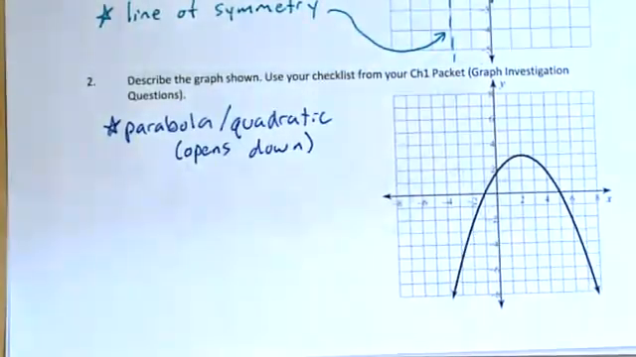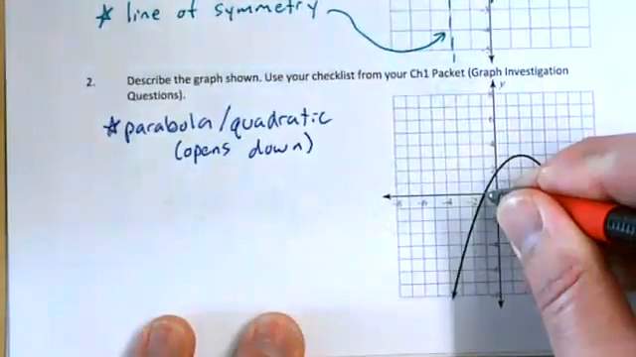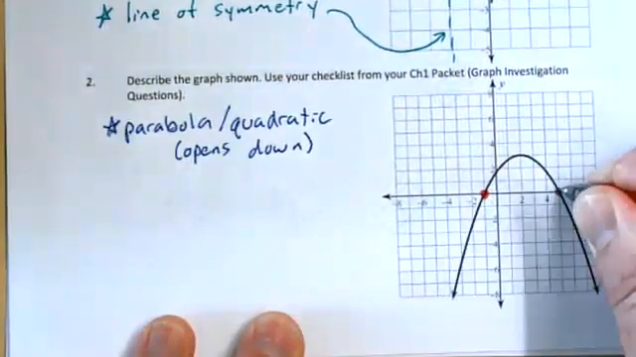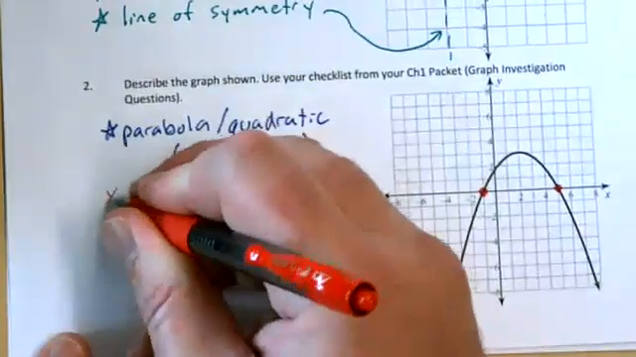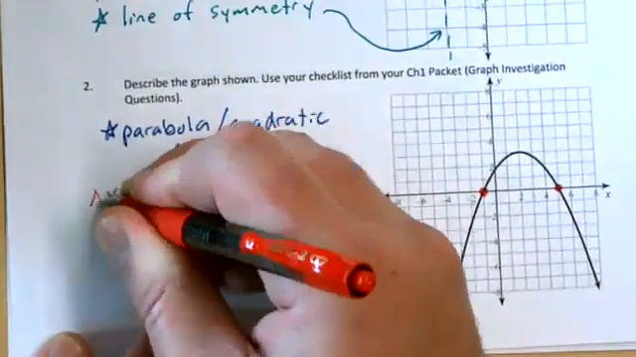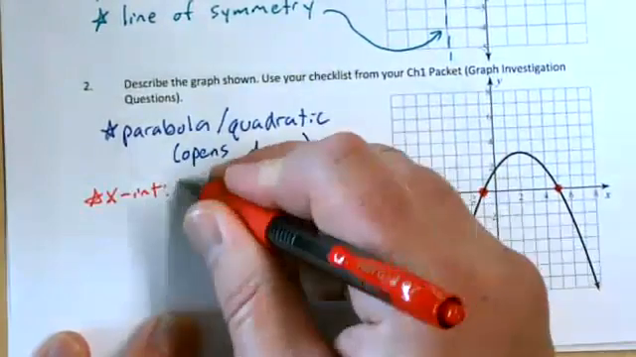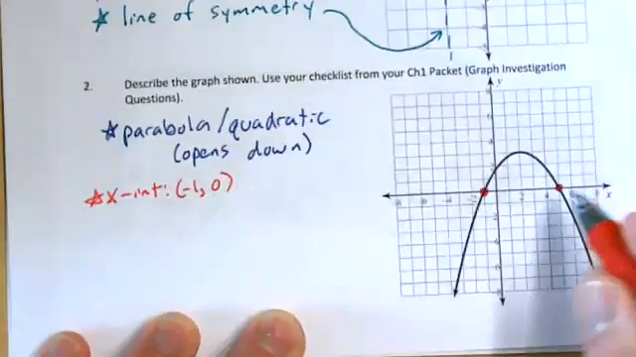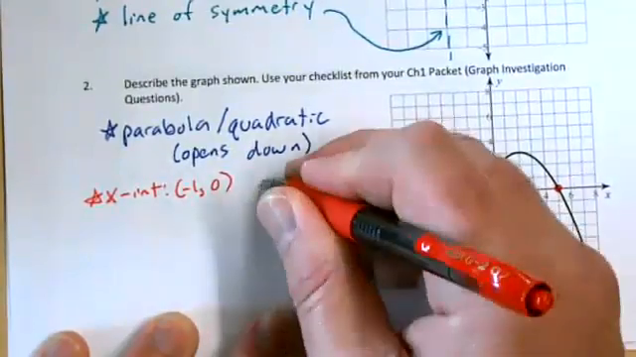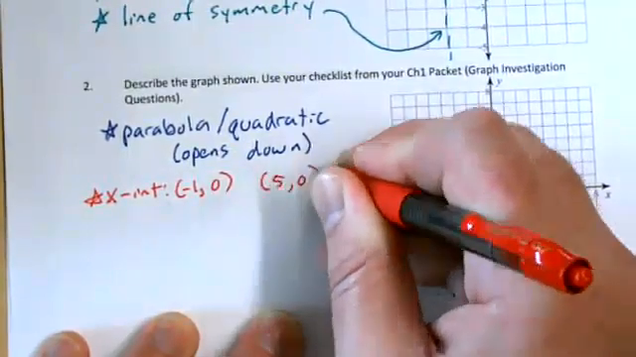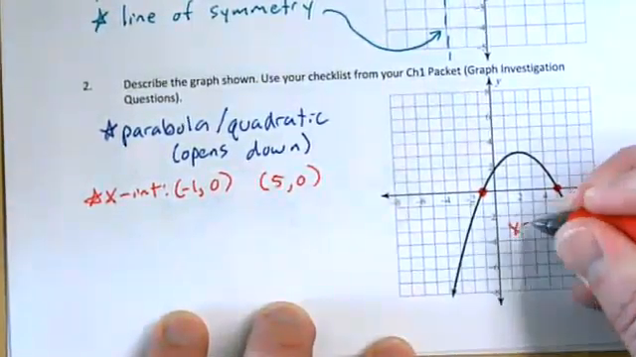Let's look for intercepts next. X-intercepts. We do have x-intercepts right here and right here. So those are the 2 points where it crosses the x-axis. So let's list those points. This is -1, 0. This is at, let's see, between 4 and 6, that would be 5, 0. I'm just going to label those.